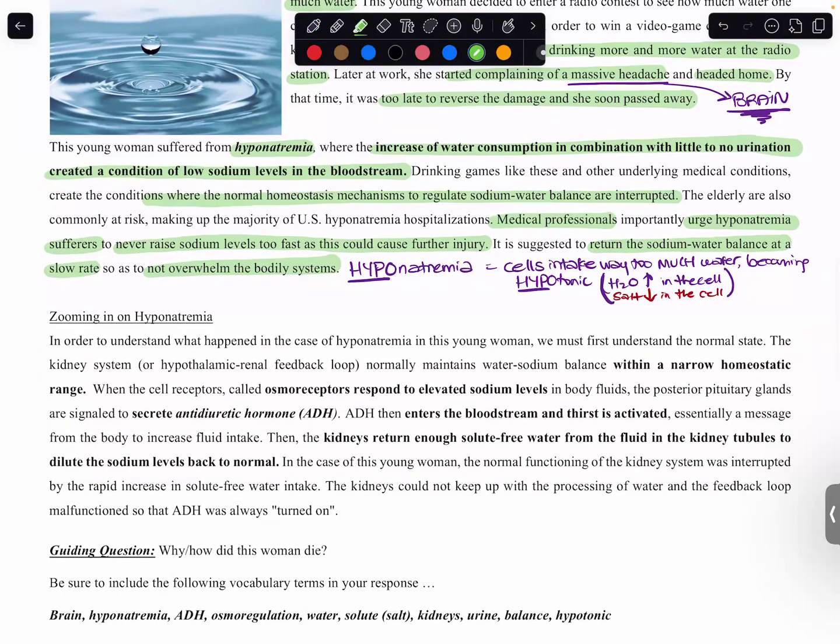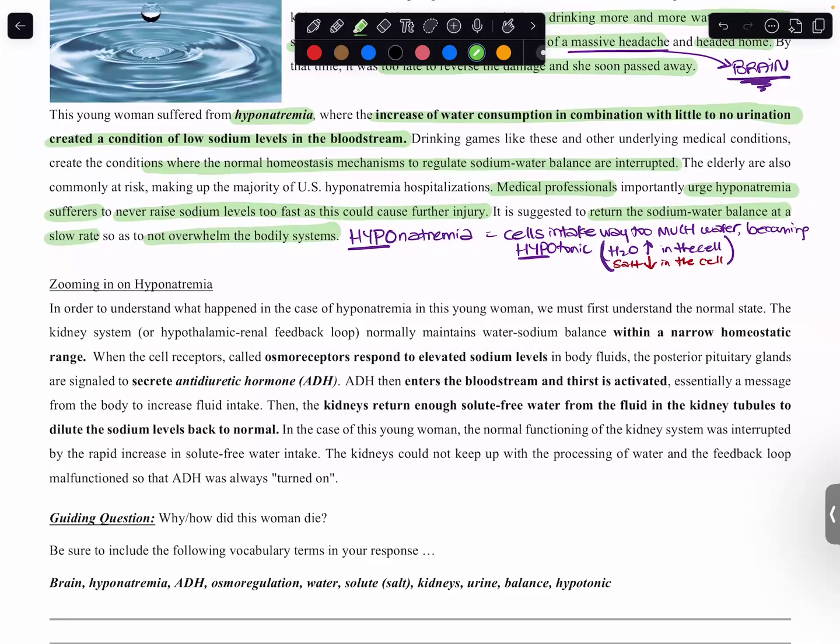Zooming in on hyponatremia. In order to understand what happened in the case of hyponatremia in this young woman, we must first understand the normal state. The kidney system, or hypothalamic renal feedback loop, you don't need to worry about that. The kidney system normally maintains water sodium balance within a narrow homeostatic range. When the cell receptors, called osmoreceptors, respond to elevated sodium levels in bodily fluids, the posterior pituitary glands are signaled to secrete antidiuretic hormone, right?